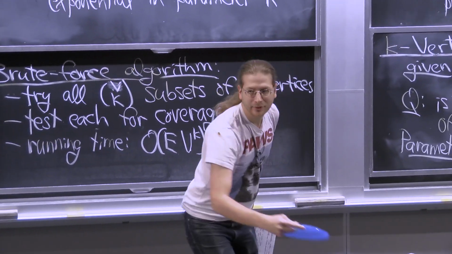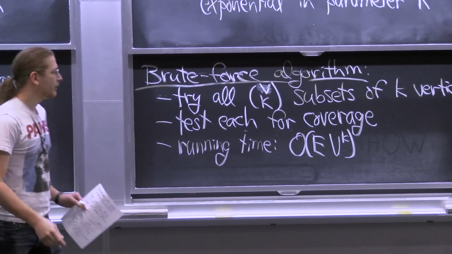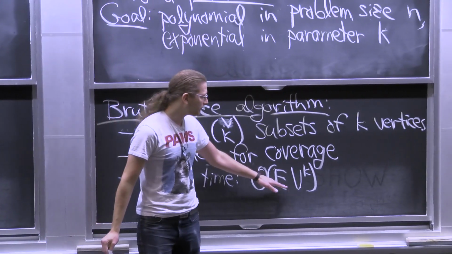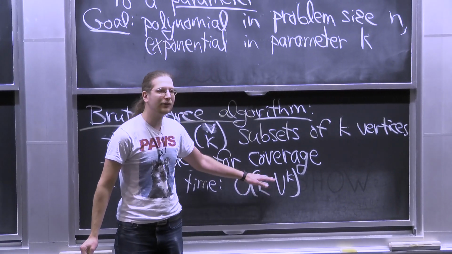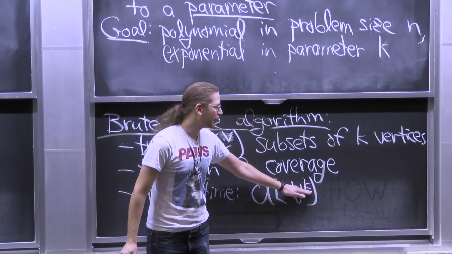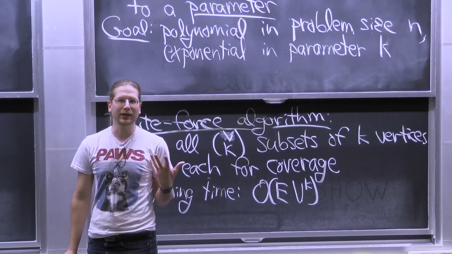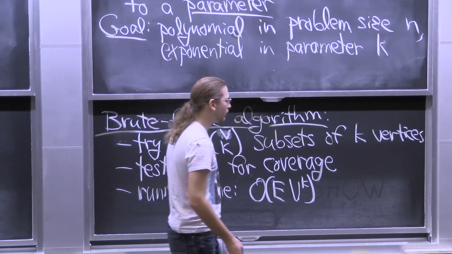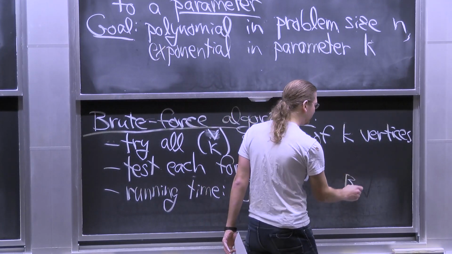So that's obviously exponential. In a certain sense, the dependence on E and V is in the base, which is good, and the k is in the exponent, which makes sense. So this is not surprising. We also don't think of it as good. We've defined this to be bad.